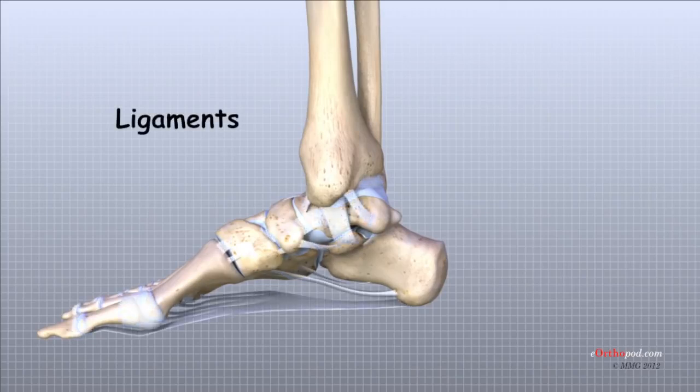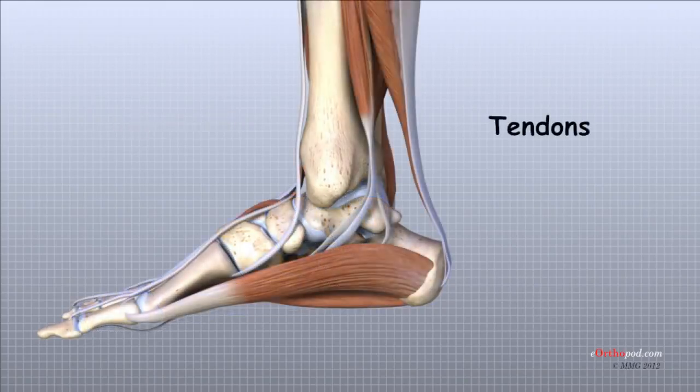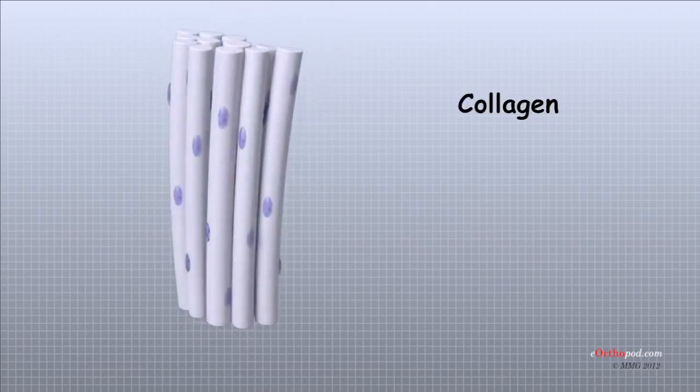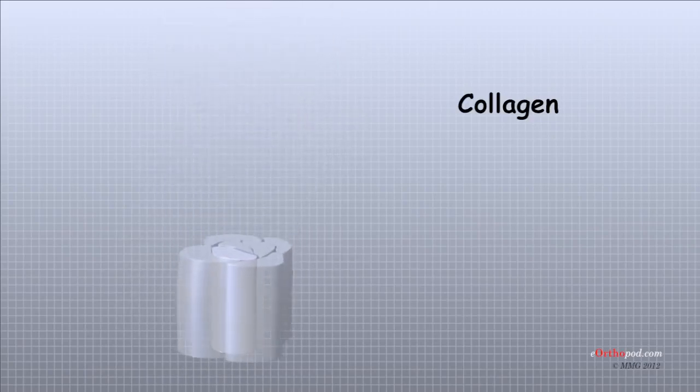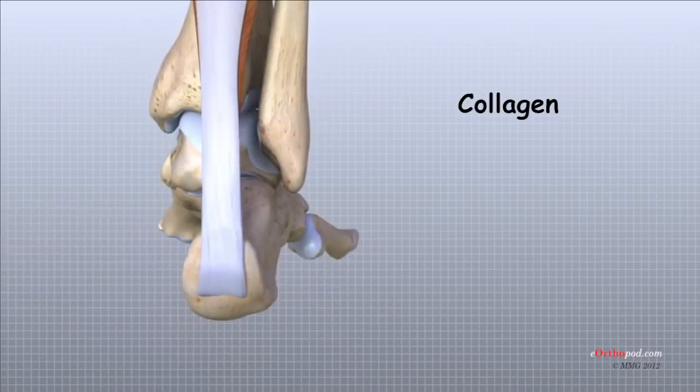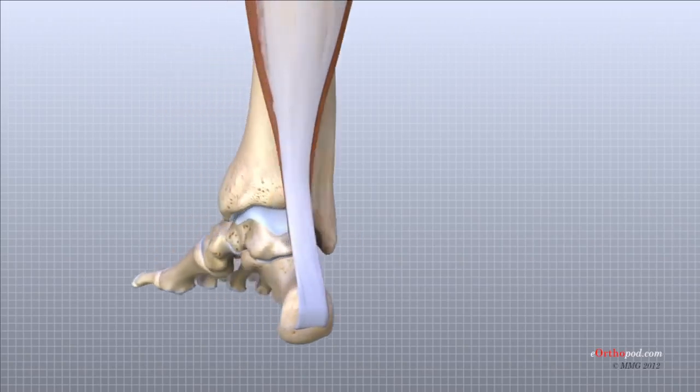Ligaments are the soft tissues that attach bones to bones. Tendons are soft tissue structures that attach muscles to bones. Both of these structures are made up of small fibers of a material called collagen. The collagen fibers are bundled together to form a rope-like structure. Ligaments and tendons come in many different sizes, and like rope, are made up of many smaller fibers. The thicker the ligament or the tendon, the stronger it is.